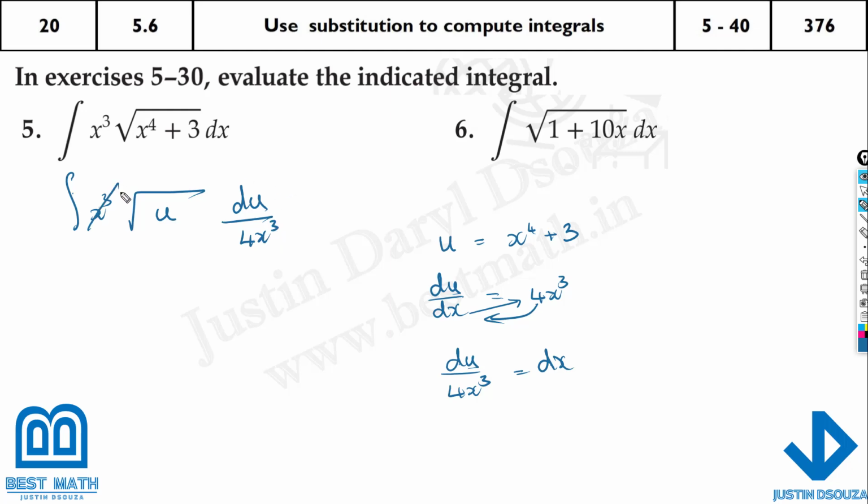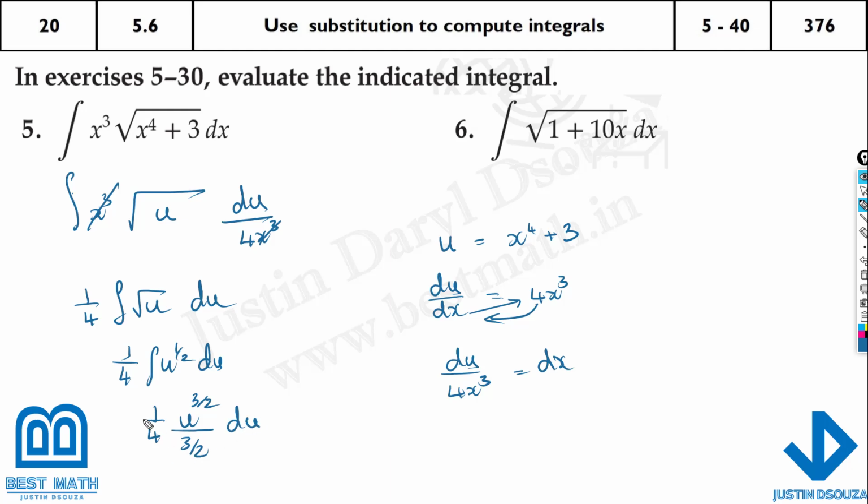Now simplify. This is gone, x cube gone. And integral square root u, the 1/4 I'll take outside. And what is remaining is du. And now I can apply the rule. What is the rule? 1/4 of integral of u power half du. What is u power half when you integrate it? It's going to be u, add 1 to it. I'm directly going to write it. It's u power 3 by 2 divided by 3 by 2.